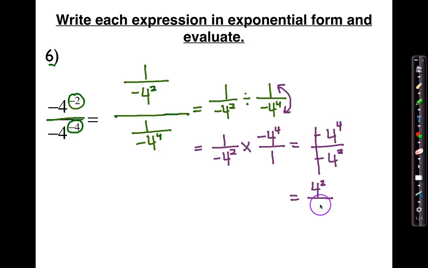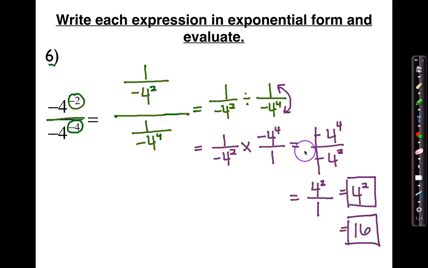So that's 4 to the 0 power, which is just 1. So we wouldn't leave it like this. We would actually write it as just 4 squared. So that's going to be my exponential answer. But this, evaluated, would be 4 times 4, which would give me 16.